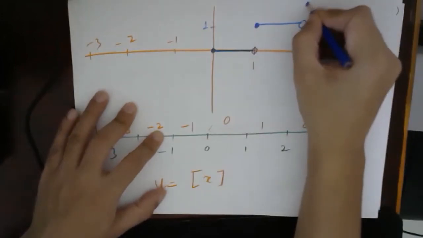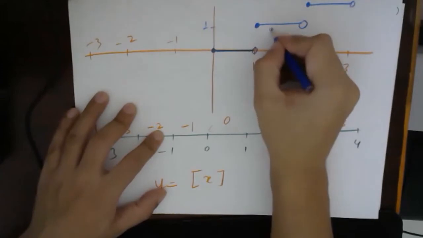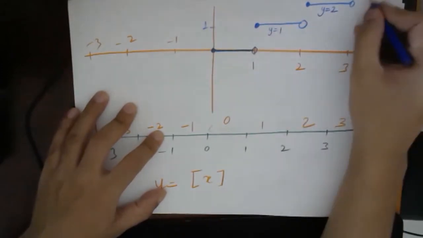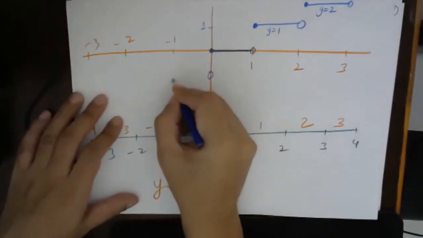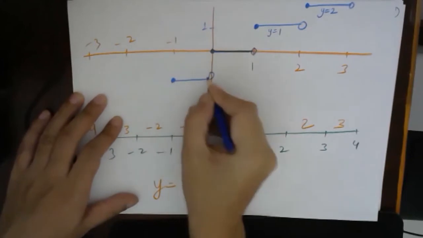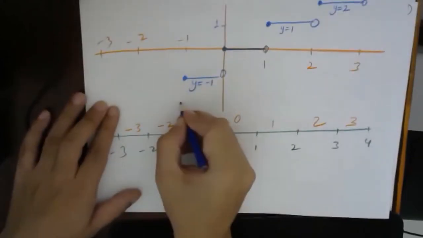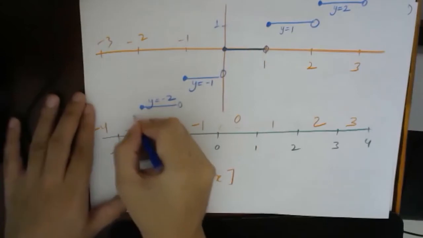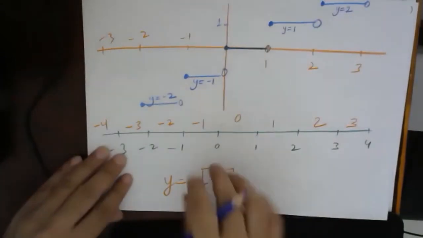Next, here what will you get? This line is y is equals to 1, this line is y is equals to 2, next will be y is equals to 3. Before this, the line is y is equals to minus 1. Before this, the line is y is equals to minus 2, and before that it will be minus. Okay, so the graph will look something like this.